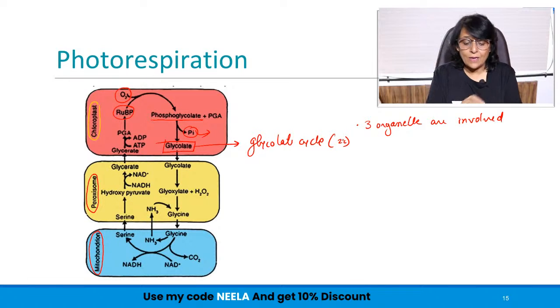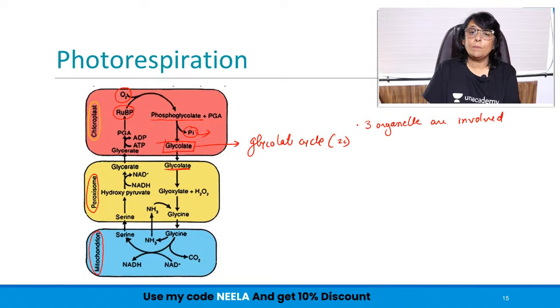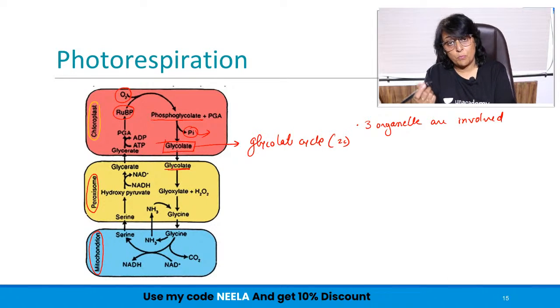Now this glycolate diffuses into peroxisomes. Peroxisomes are microbodies. There are 3: spherosomes, glyoxysomes and peroxisomes. These 3 organelles together form the microbodies. The peroxisome is important because it has 2 main enzymes, that is catalase and peroxidase.